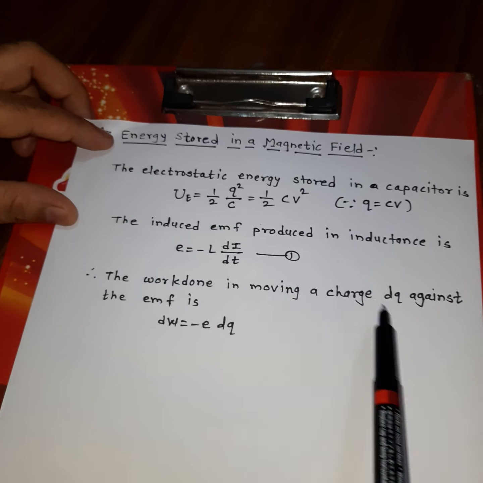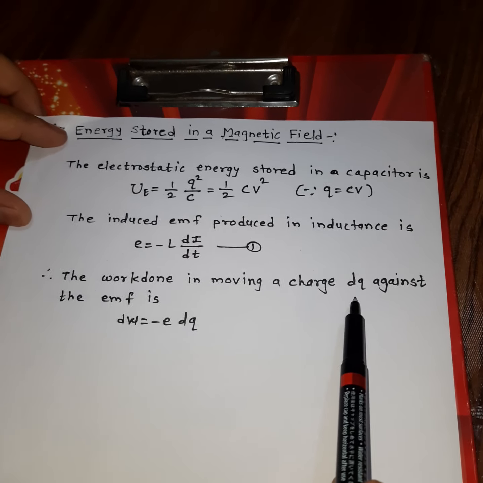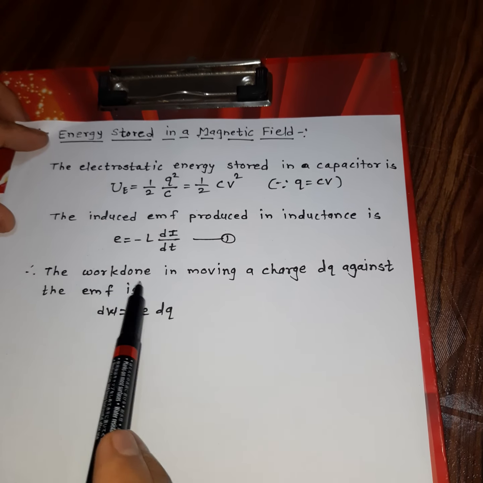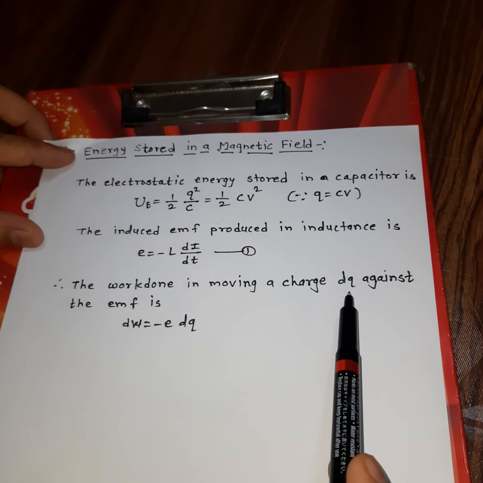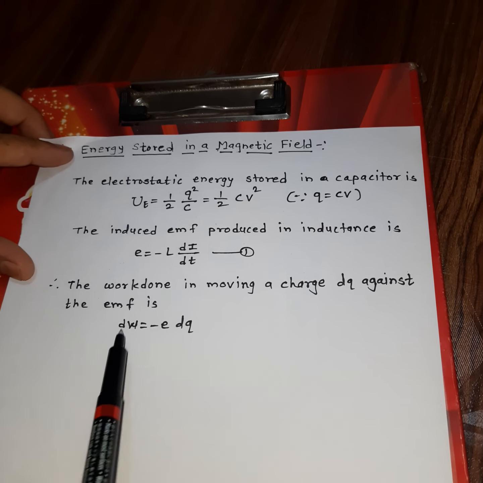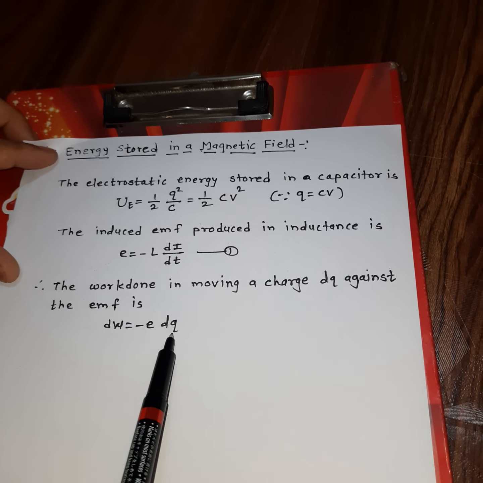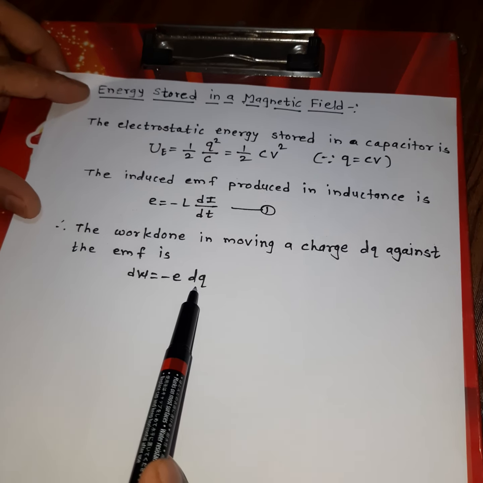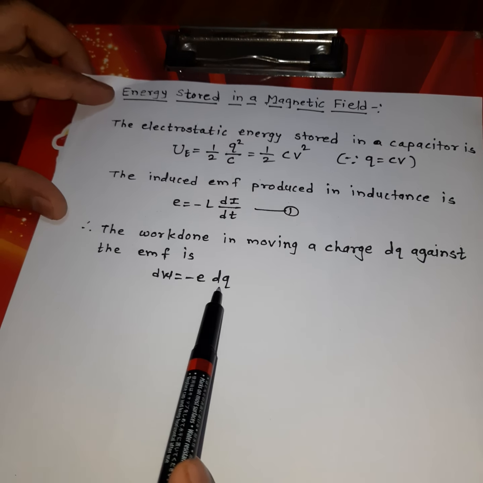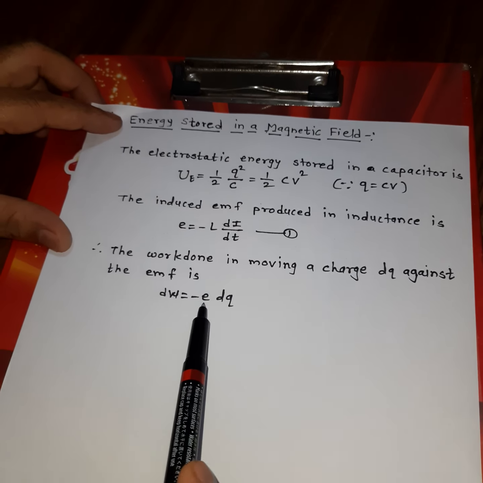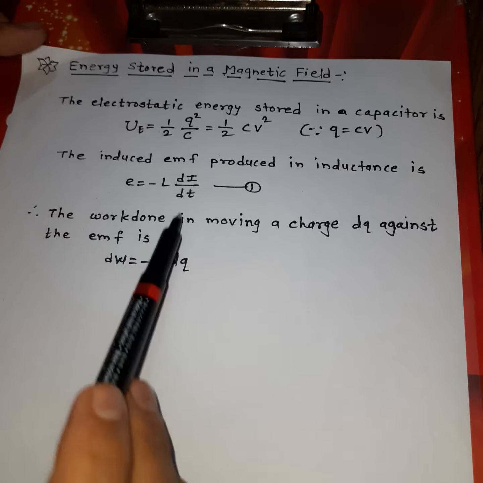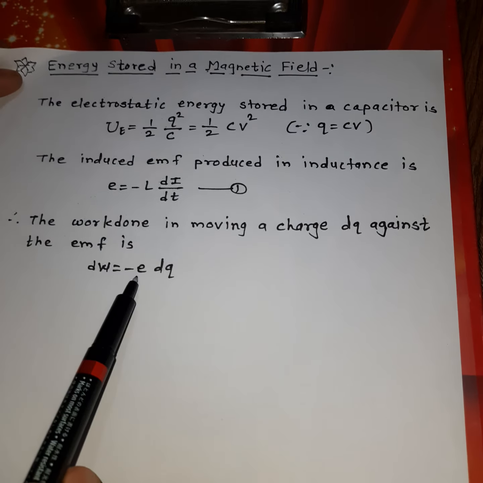So for that we have to consider a small charge dq and we have to move that charge. Then we can find out the work done. So the work done in moving a charge dq against the EMF is dw is equal to minus E into dq. This negative sign shows that the direction of flow of charge and induced EMF are opposite in direction. So see, in equation 1 we have taken the E. What is E? E is equal to minus L into di by dt, so we can substitute here.